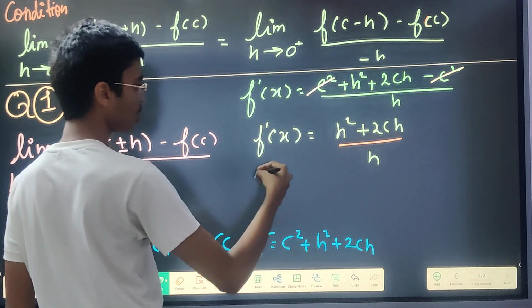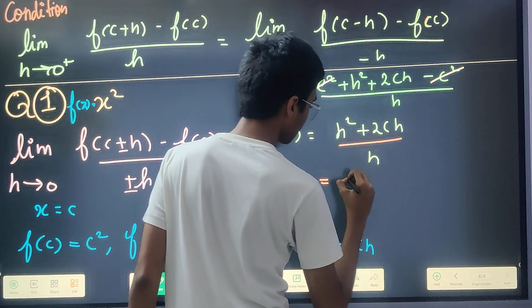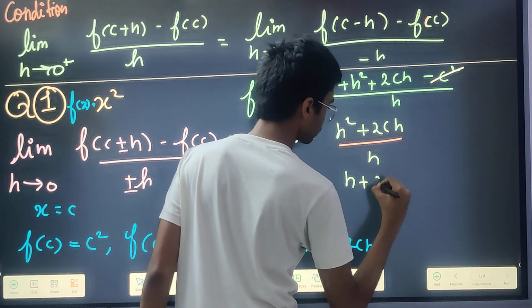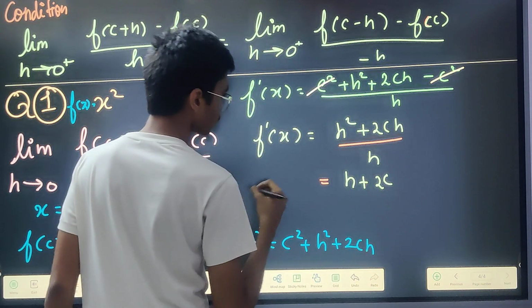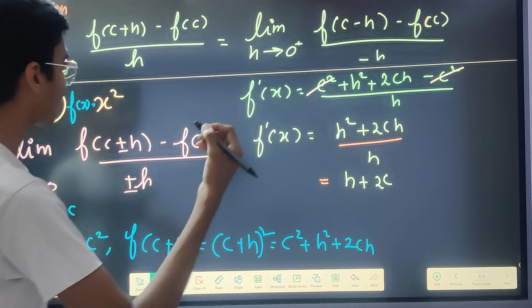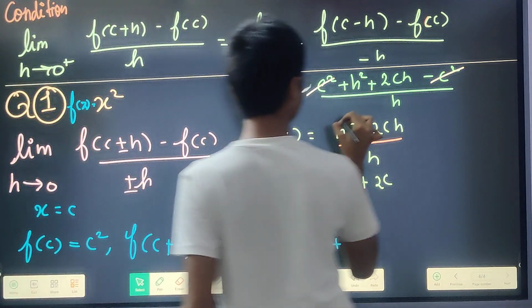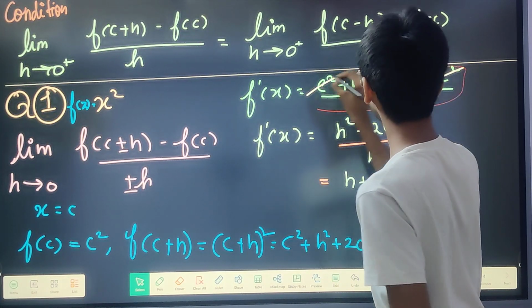Now I can take h common. If I take h common, then it will be h plus 2c. Wait, I have forgotten limit. Oh, how can I forget limit? Limit plays a very crucial role. You cannot remove limit.